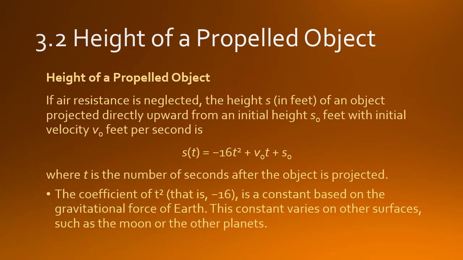Now a couple things. First of all, t stands for time. In this case, the time is going to be in seconds. V sub 0 is the initial velocity. In other words, how fast was it going at the start of this? S sub 0 is how high was it at the start. The -16 is a constant based on the gravitational force of Earth, and it's going to vary on other surfaces. Like if you were to shoot the same object upward on the moon, you would have a different number there.